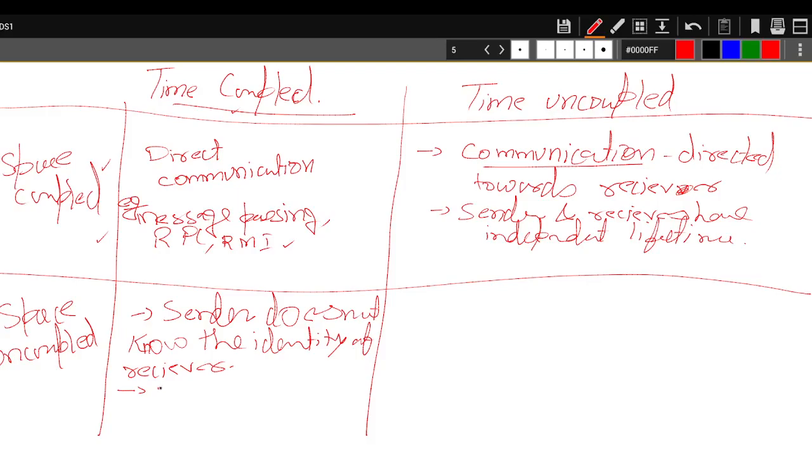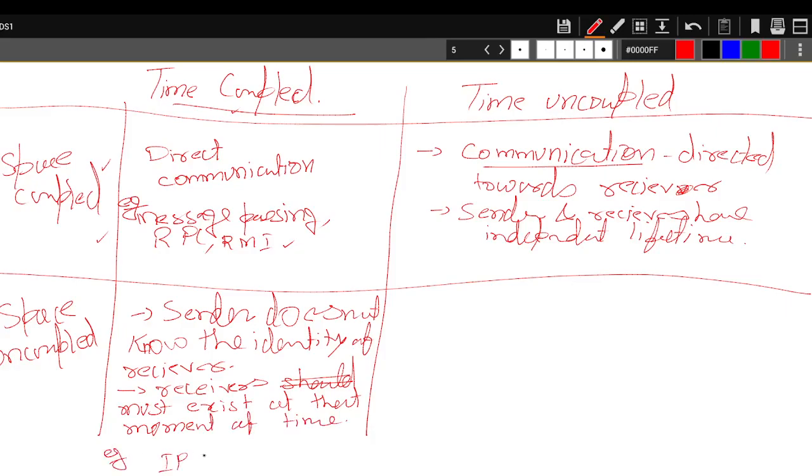What happens? These receivers must be present, must exist at that moment of time. Okay, such examples can be IP multicast.